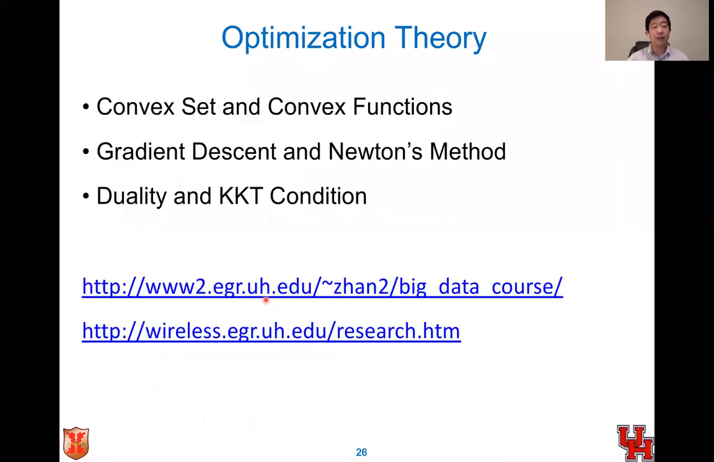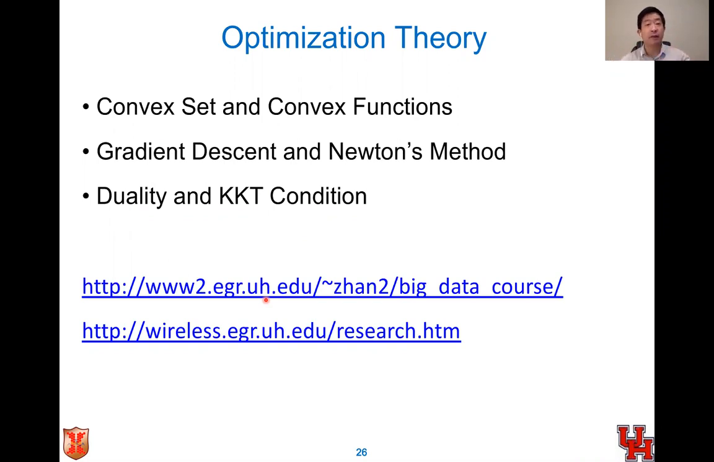Let's go through it. Here are two websites that you can go to, and I have 40 hours of slides here. For teachers, feel free to use them if you like, they are not too bad. Just for your information.